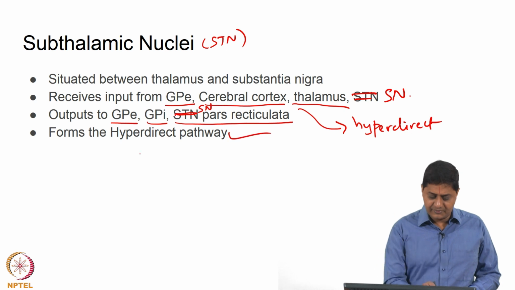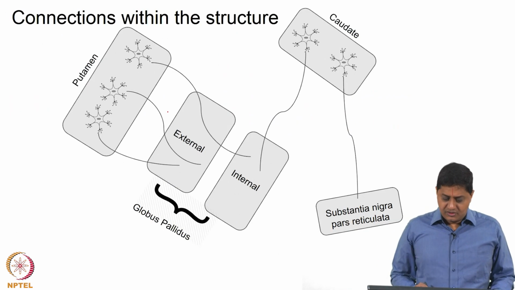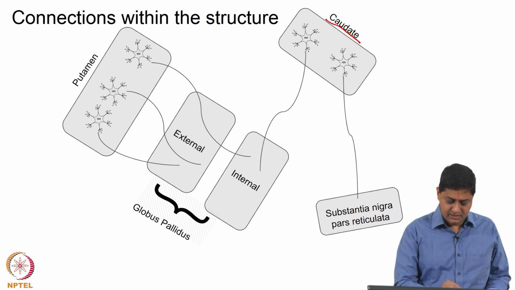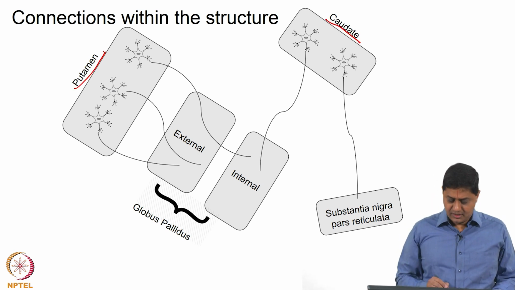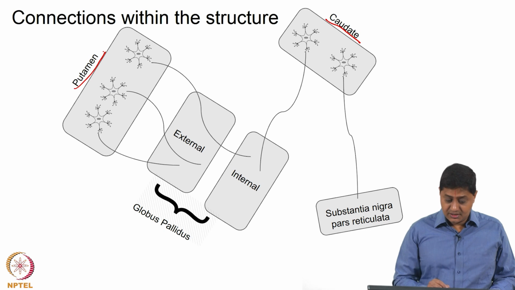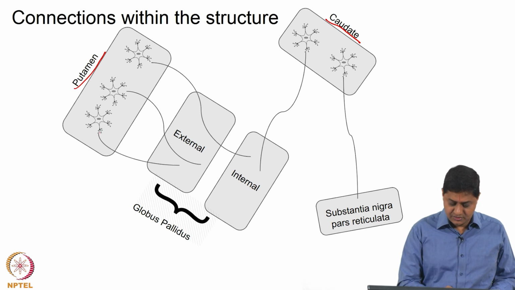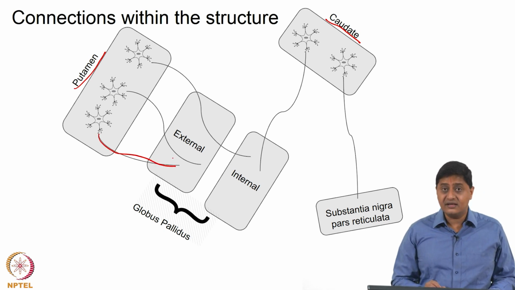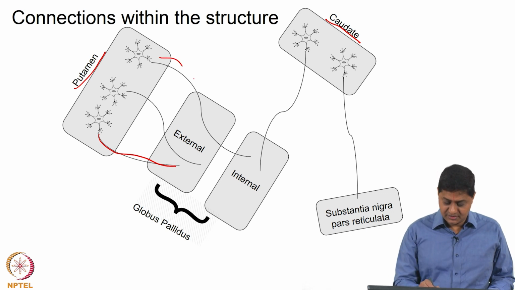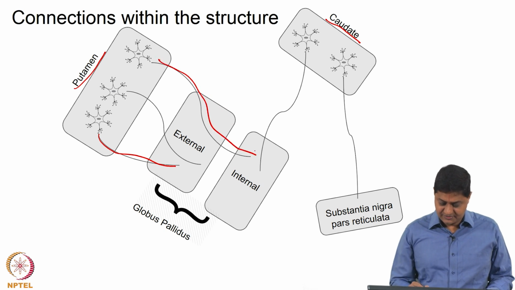and it forms the hyperdirect pathway. So, within the structures, there is a caudate nucleus here and a putamen here, and there are neurons that project to the globus pallidus external segment, and then there are neurons that project to the globus pallidus internal segment.